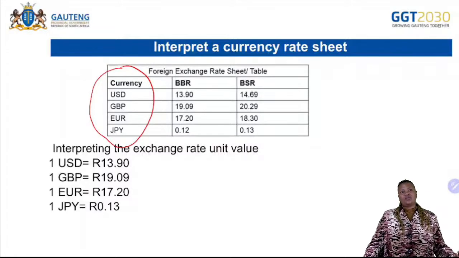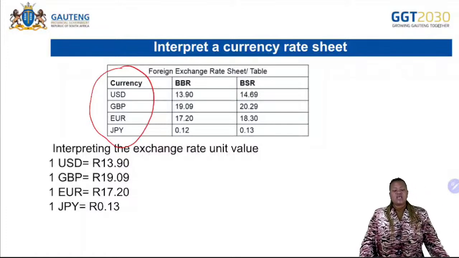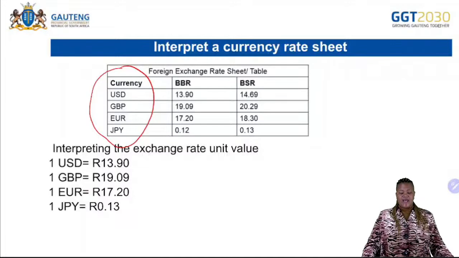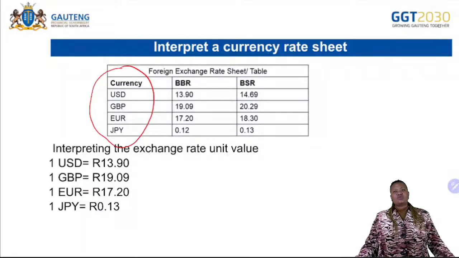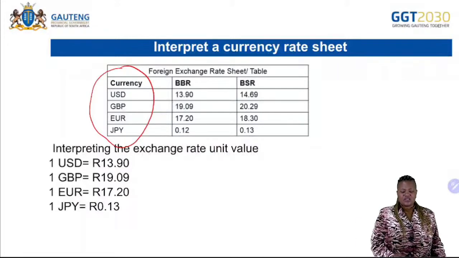If it's the GBP, we know that it's the Great British Pound or Pound Sterling. If it's the EUR, it's the Euro. If it's JPY, it's the Japanese Yen. And then when you look at a currency rate exchange sheet, you will see we've got the BBR and the BSR. So if you look in this particular instance, I'll just make an example with the US dollar.